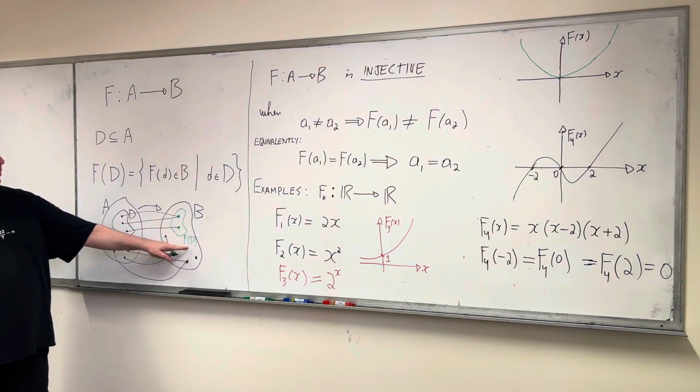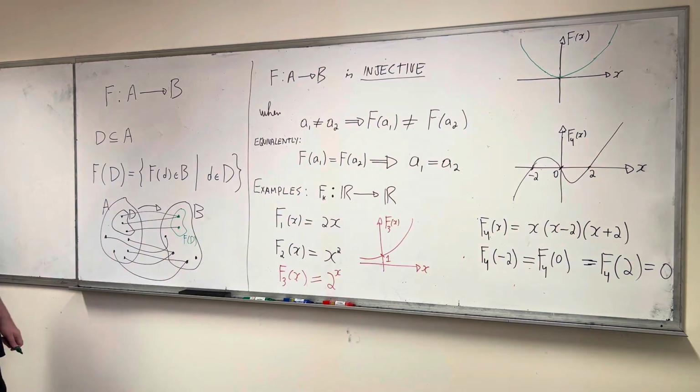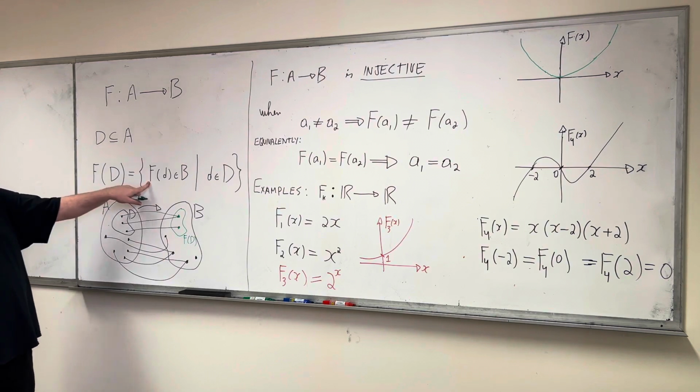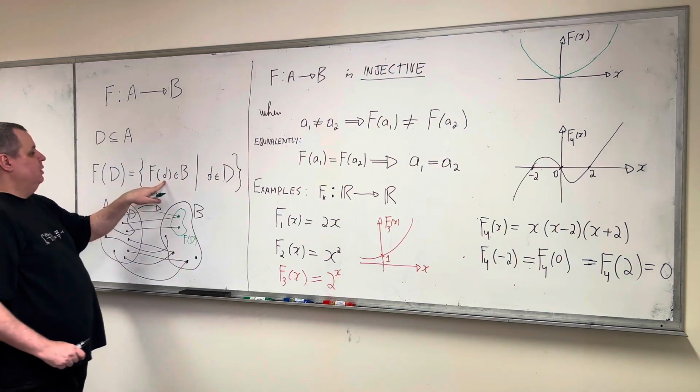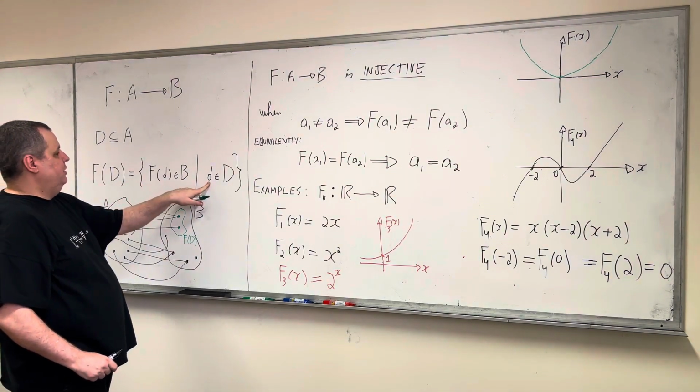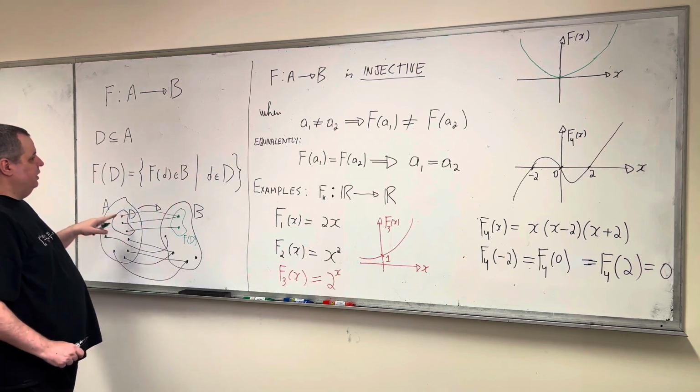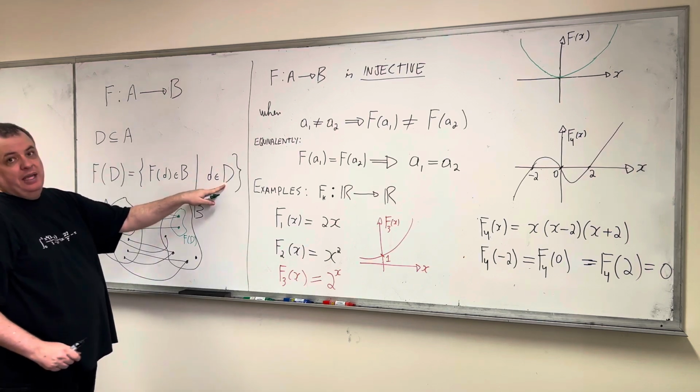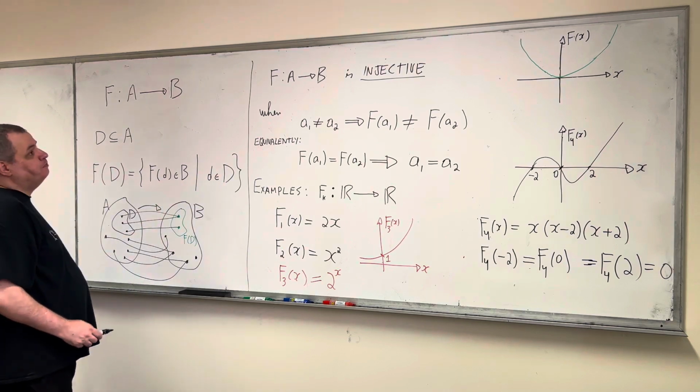It's a subset of the range, a subset of the codomain also. Okay? So f of D are all the values f of d in the codomain such that d runs along all points of the subset D of the domain. Okay? Good.